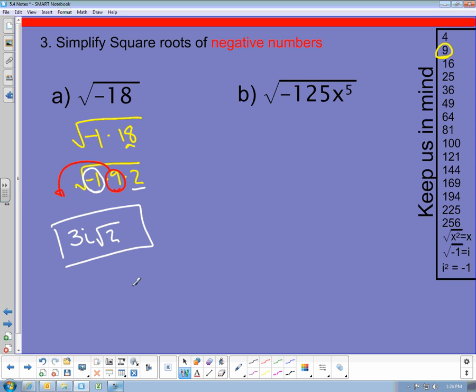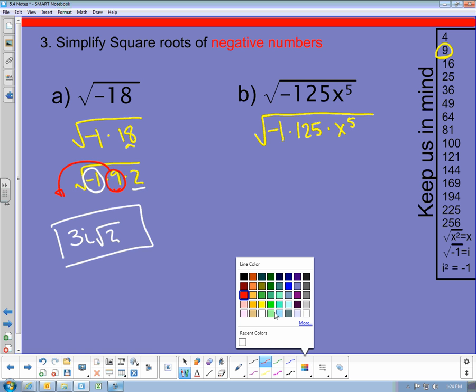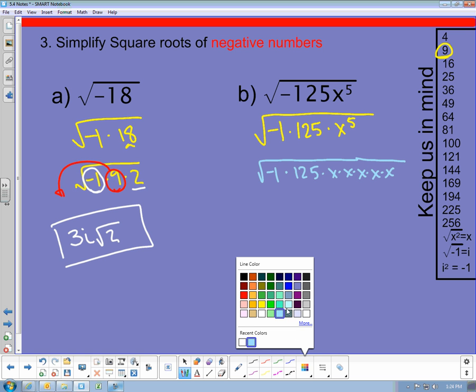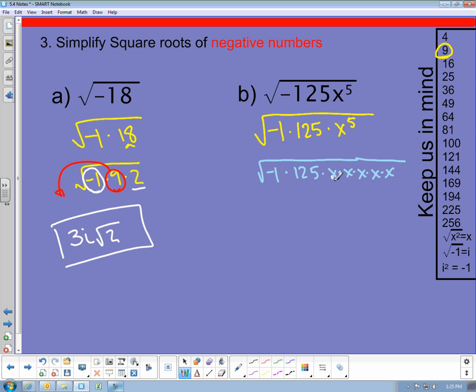If I take a look at the square root of -125x to the 5th, this is the same thing as saying -1 times 125 times x to the 5th power. And we talked yesterday about how we can break down this x to the 5th. This x to the 5th is the same thing as saying -1 times 125 times x times x times x times x times x. And we learned that every 2 underneath makes 1 outside. So here's 2, I'm going to bring that out front. Here's 2, I'm going to bring that out front. I'm going to be left with 1 left over.